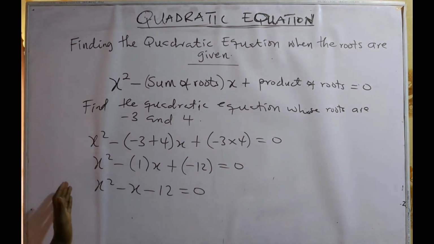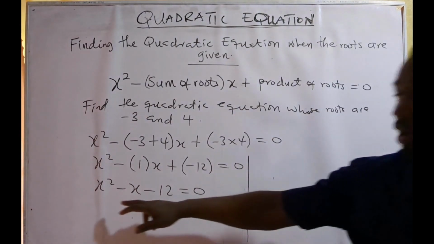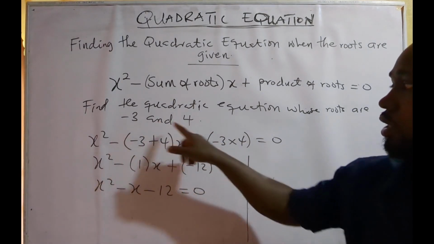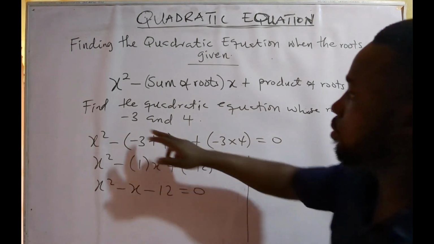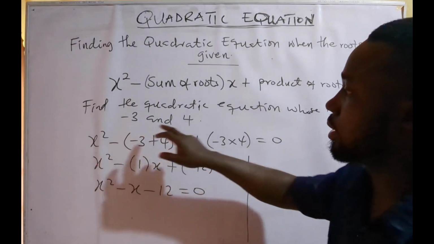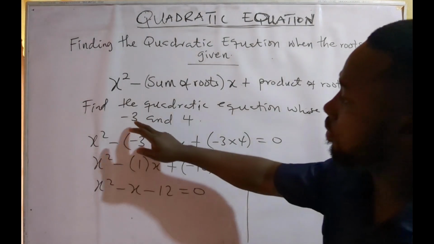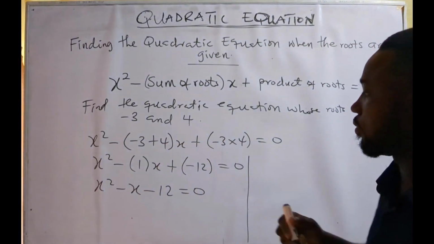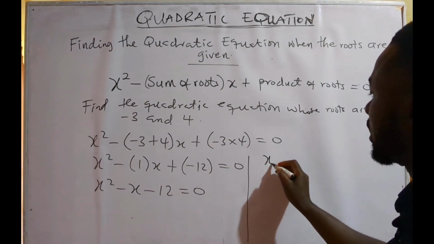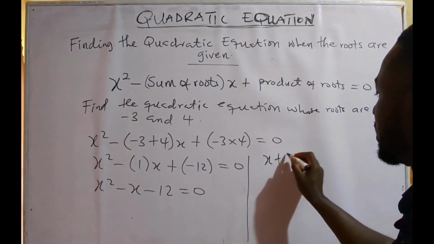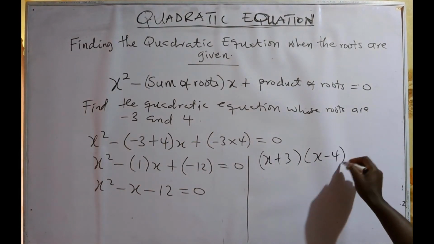And with this quadratic equation, the roots are negative 3 and 4. Okay, you see how simple it is. So it means that when you solve this quadratic equation, you are going to get negative 3 and 4. There is another way you can work the same question. If I'm giving the roots as negative 3 and positive 4, then these are the factors of the quadratic. So x, here is minus 3, you make it plus 3, and here is positive 4, you make it negative 4, equal to what?